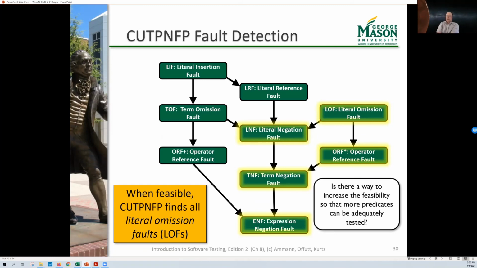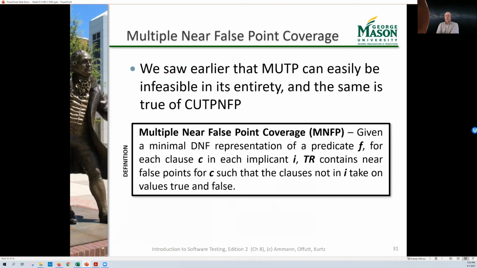But is there a way to increase the feasibility so that we can properly test more predicates? Well, there is. We saw that MUT-P can be infeasible. CUT-P and FP can also be infeasible. So we can come up with this additional idea of multiple near false point coverage, MNFP. Again, given a minimal representation for each clause or literal in each implicant, we're going to find near false points so that all of the clauses that are not in that implicant take on values true and false.